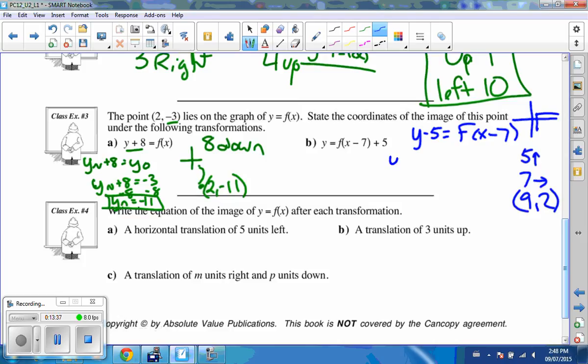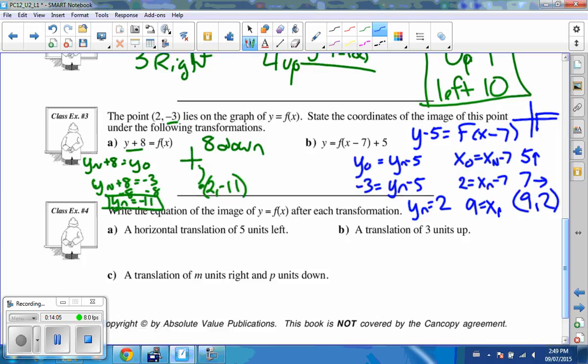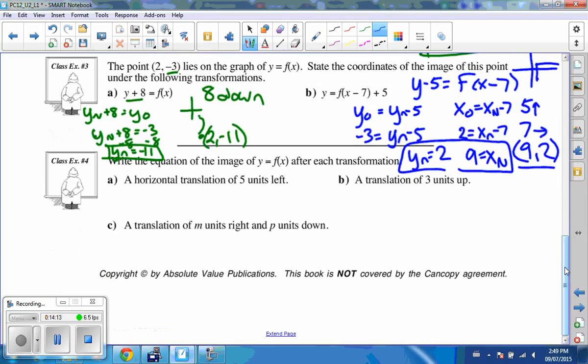Or I can go y new minus 5 equals y old. And x old equals x new minus 7. And then put the values in. So negative 3 is my y. Add 5 to both sides and get positive 2. My x old is 2. Add 7 to both sides and I get 9. There's my answer.